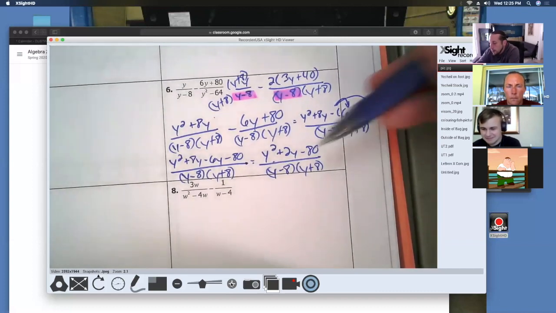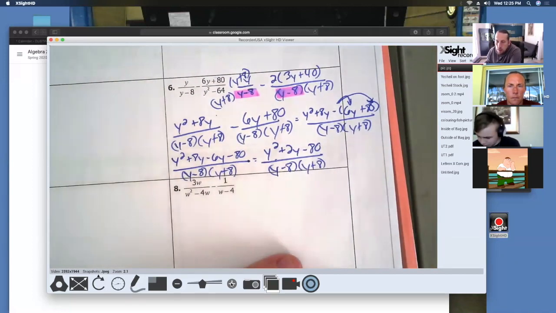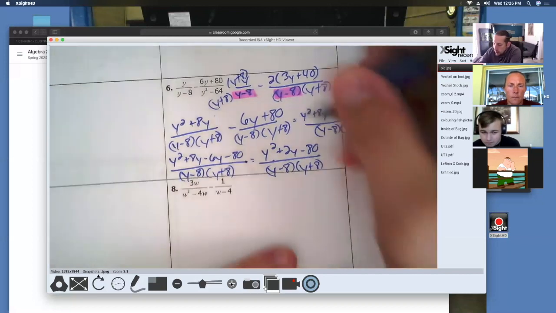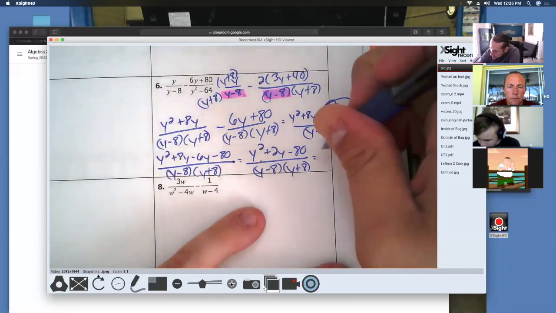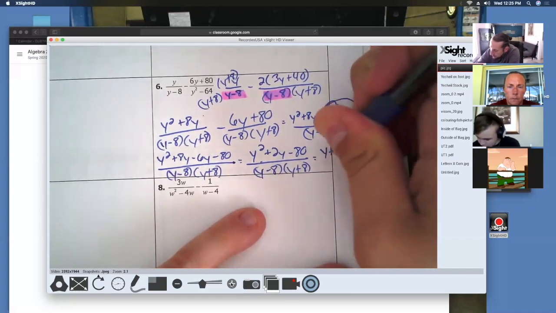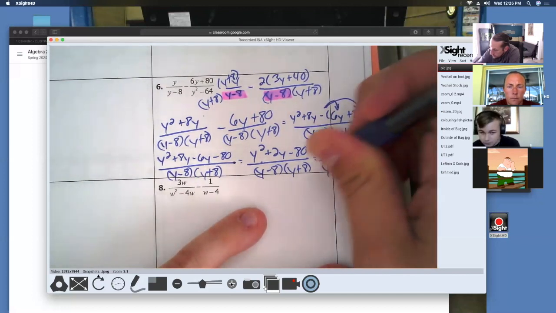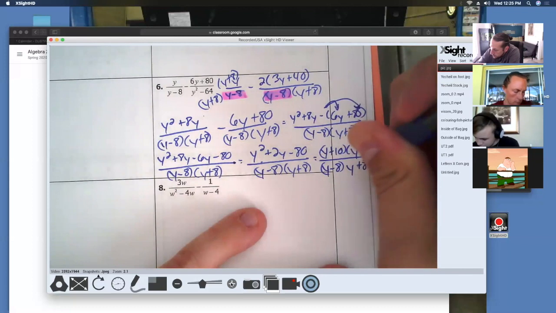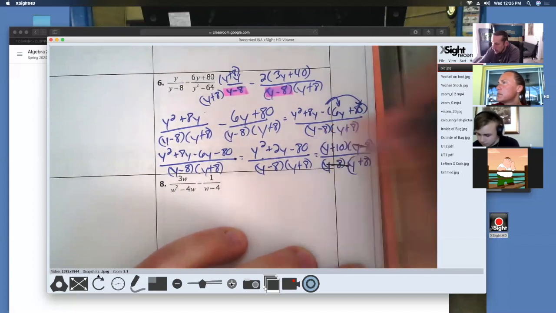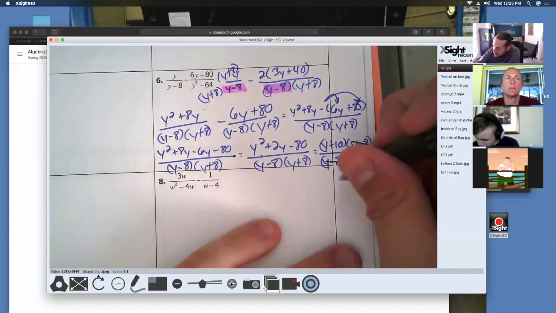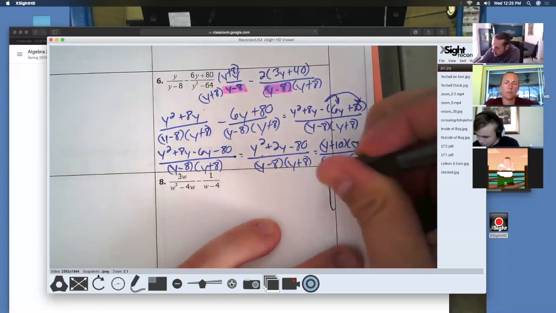Okay, so what we have to start seeing here is at the end, especially if this is a trinomial, we're probably going to need to factor it. If we factor that, that factors out to y plus 10 and y minus 8. All right, and then that shows us that we can cancel out our y minus 8s. So my final answer is going to be y plus 10 over y plus 8.